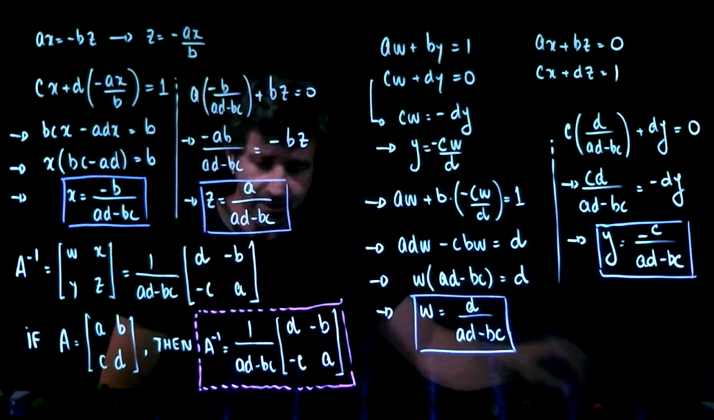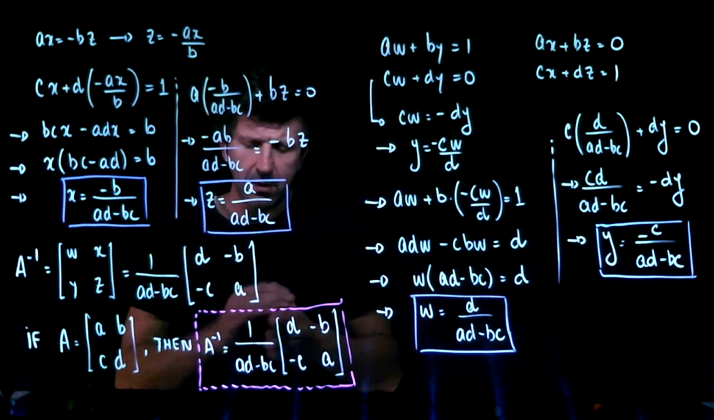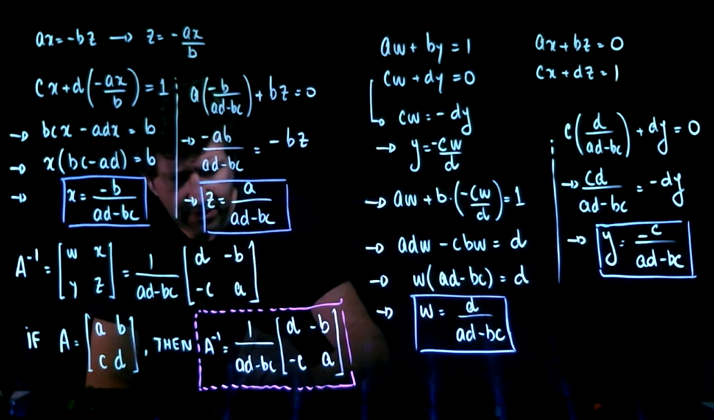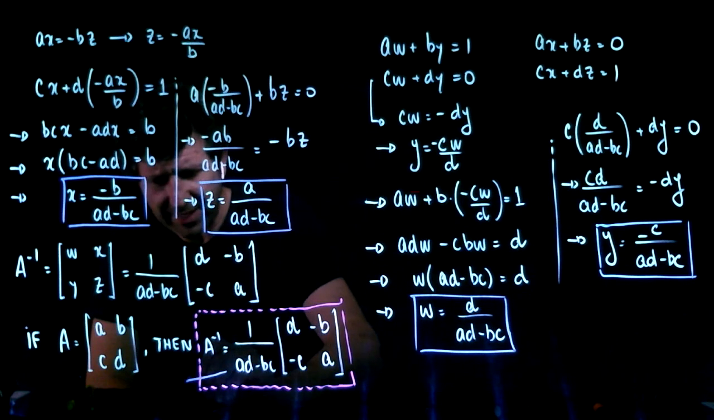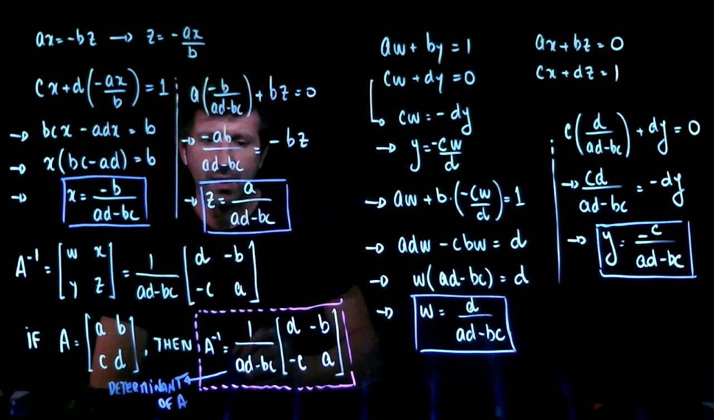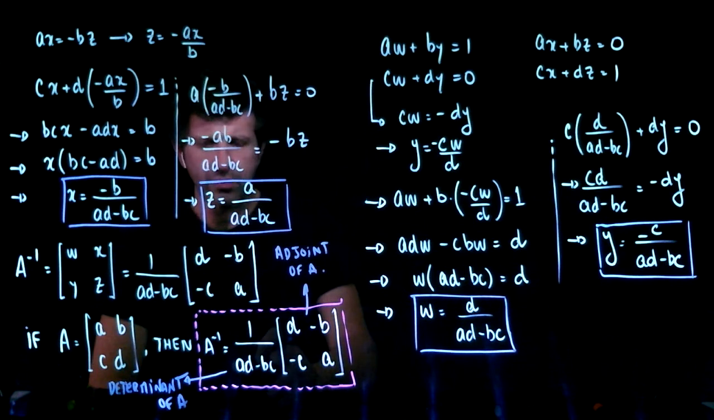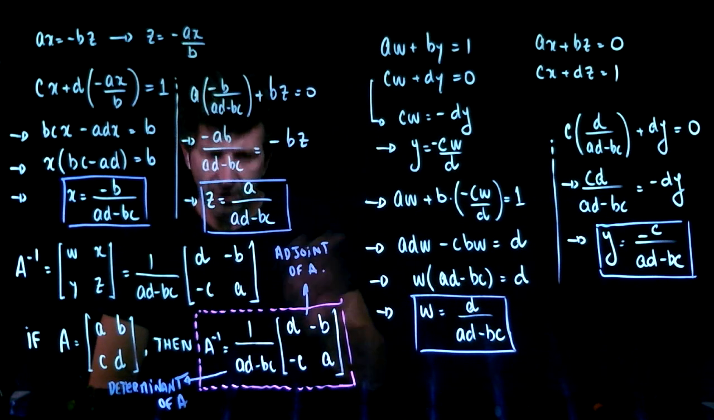Okay, so this here, AD minus BC, is called, and it's not that important for now because there's a whole chapter on this, the determinant of A. And this matrix here is called the adjoint of A. All this we're going to see again in the next chapter.